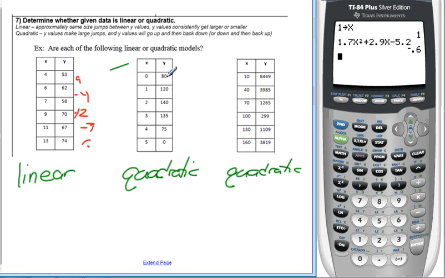80 to 120, that's 40. 120 to 140 is 20. Then I go down by 5. Then I go from 135 to 75, which again is a huge jump, and 75 to 0 is a jump of 75. So just look for the huge jumps and look for going up and then back down, or down and then back up for quadratic.